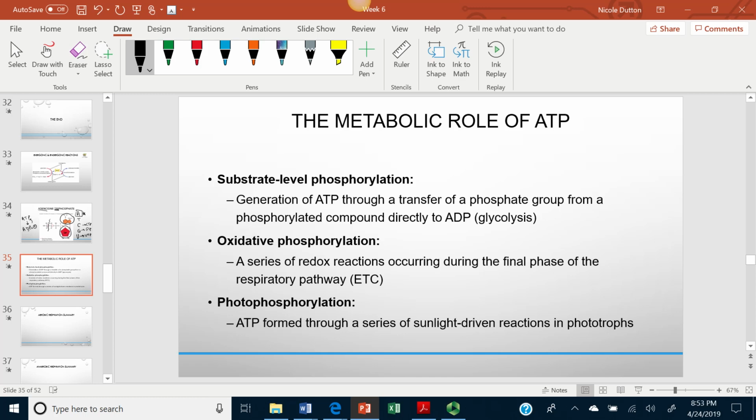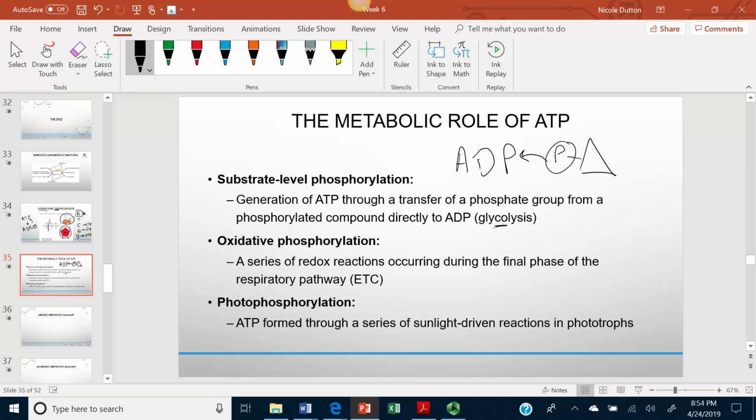There's different types of ways that we can go about doing this. Substrate level phosphorylation is the generation of ATP through a transfer of phosphate group from a phosphorylated compound directly to ADP. So you have ADP, and then you have some type of compound that's attached to a phosphate. And it just bumps into this guy and hands over a phosphate. That's how ATP is generated in glycolysis.